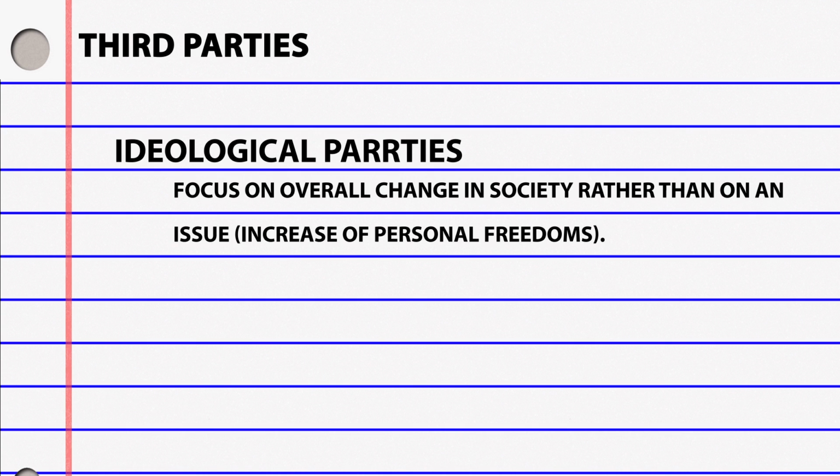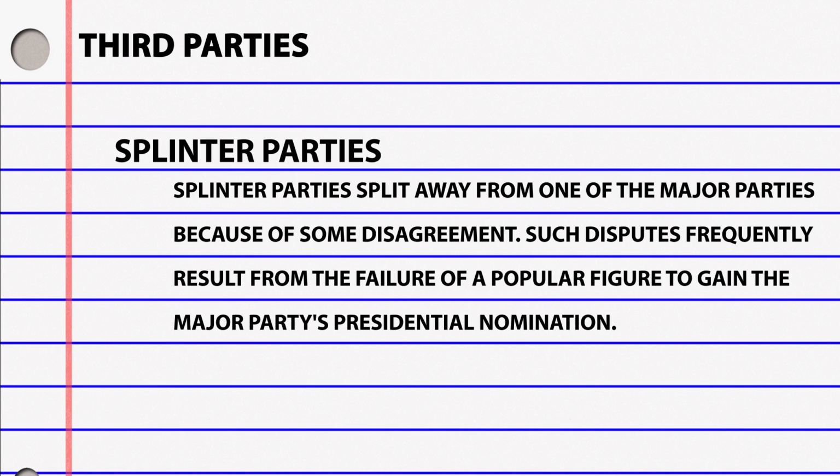Ideological parties focus on overall change in society rather than on a single issue. An example of an ideological party would be the Democratic Party or the Republican Party. Splinter parties split away from one of the major parties because of some dispute or disagreement. Such disputes frequently result from the failure of a popular figure to gain the majority party's presidential nomination. An example of a splinter party would be the Tea Party.